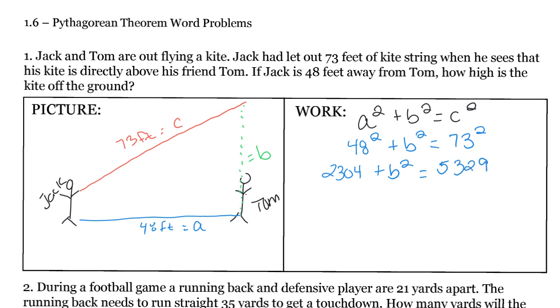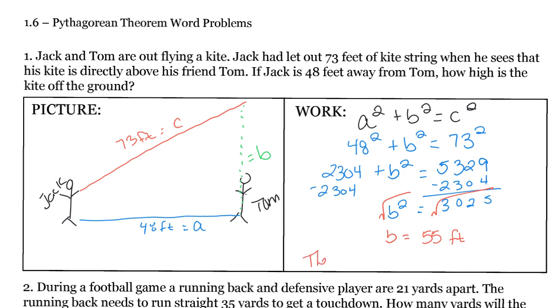5329, right? Okay, so now we have to get B alone, so we subtract 2304 from both sides, and then we get 3025 equals B squared. Then we take the square root of both sides, and we get B is equal to 55. And it's 55 feet. So let's write a sentence. The kite is 55 feet off the ground.